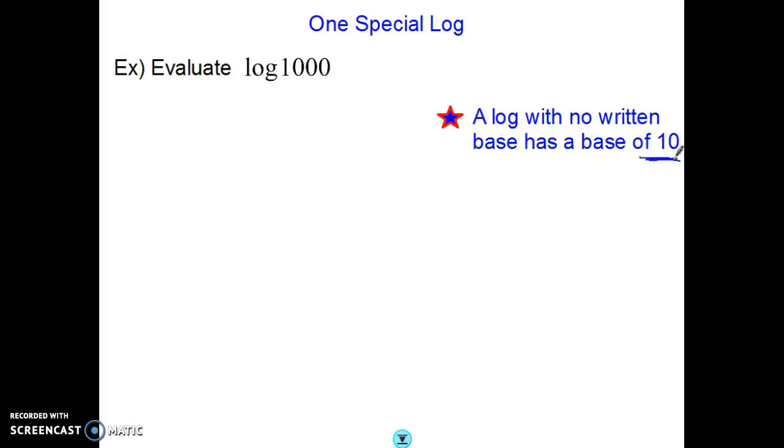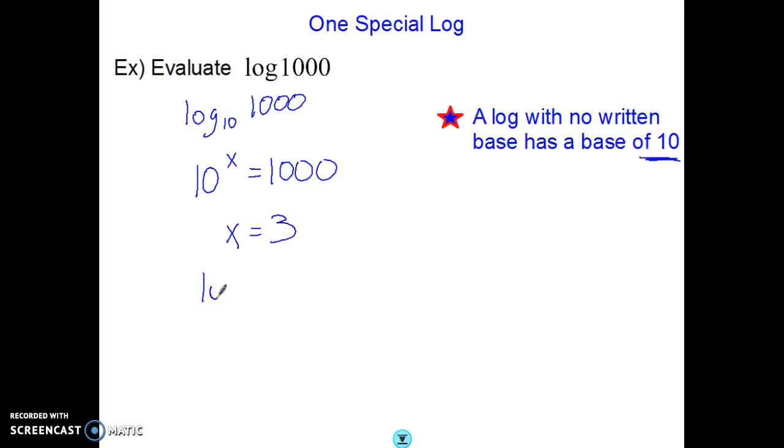So in this case, this is really log base 10 of 1,000, which means that the exponential equation this goes with is 10 to the x equals 1,000. 10 raised to what power equals 1,000? Well, we know that 10 squared is 100, and then 10 to the third is 1,000. You can just count the zeros, which means that x in this case must be 3, or in other words, log of 1,000 equals 3.